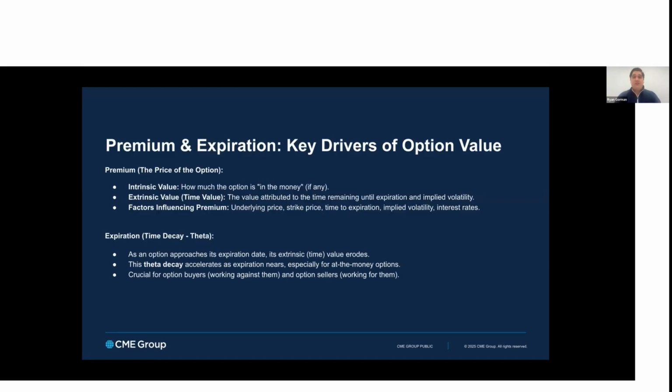Extrinsic value is time value. So the value attributed to the time remaining until expiration and implied volatility. Time is something that people sometimes almost forget about when it comes to optionality. But buying an option, that's why a lot of these zero DTE options have become so popular.